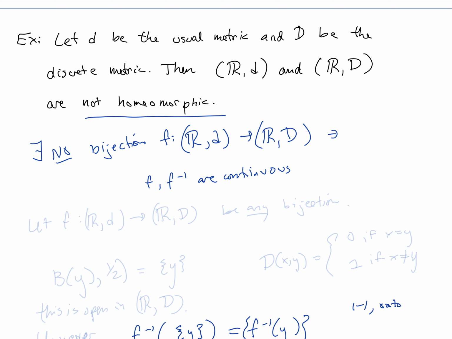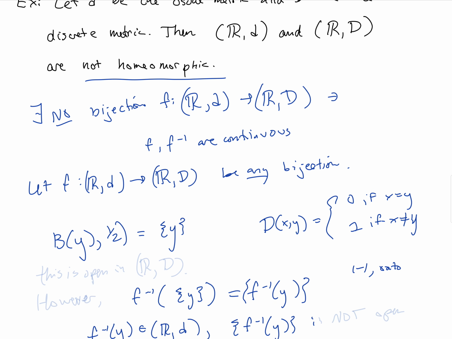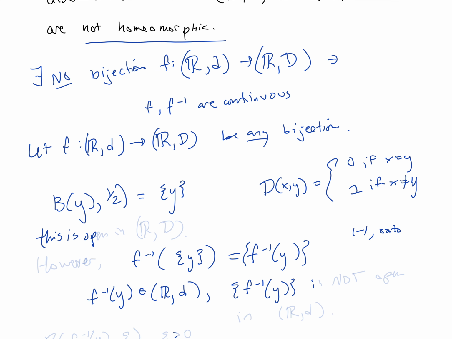So let's see if we can show that. Let's let F mapping R with the usual metric to R with the discrete metric be any bijection. So what do we know about the discrete metric? We know that the distance between two points x and y is 0 if x equals y, 1 if x is not equal to y, and therefore we know that the ball centered at any value y of any radius less than 1 but greater than 0, radius 1/2, say, is equal to only the point y. So the only thing of distance less than 1/2 from a point is the point itself. We know that an open ball is always an open set, and so this is open in R with the discrete metric.